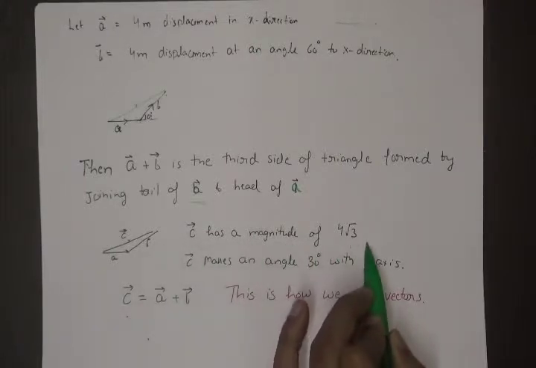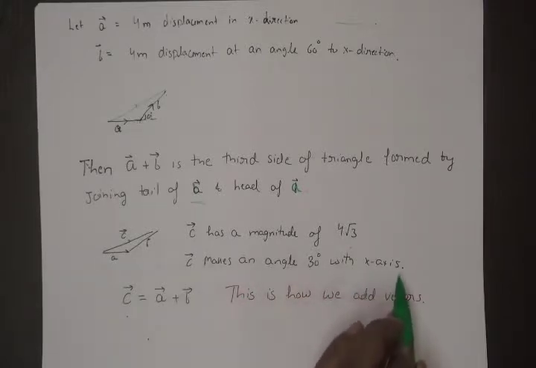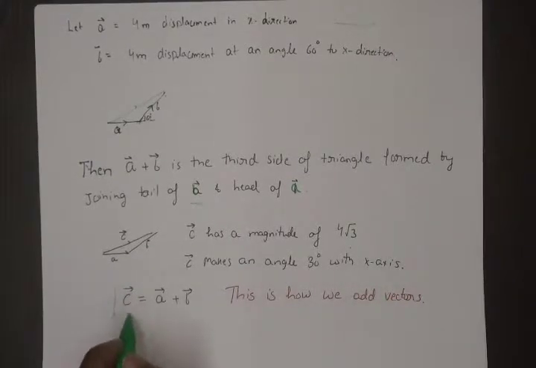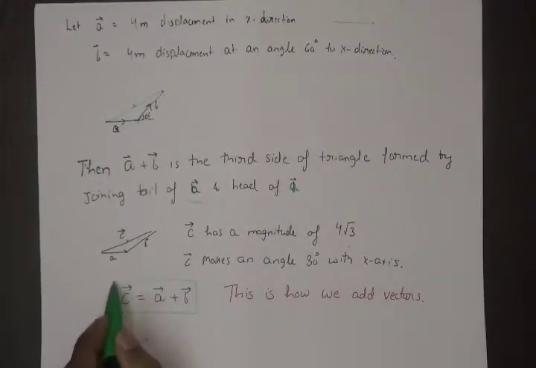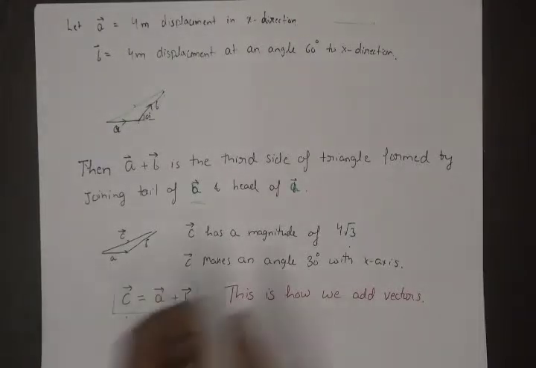We have found it out. And C vector makes an angle 30 degree with the x-axis. In vector notation, we can simply say C vector is equal to A vector plus B vector. This is how we are going to add vectors, any two vectors.